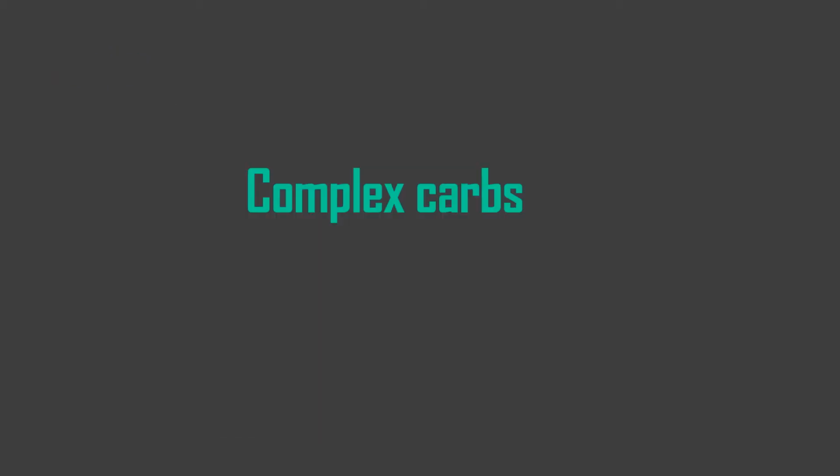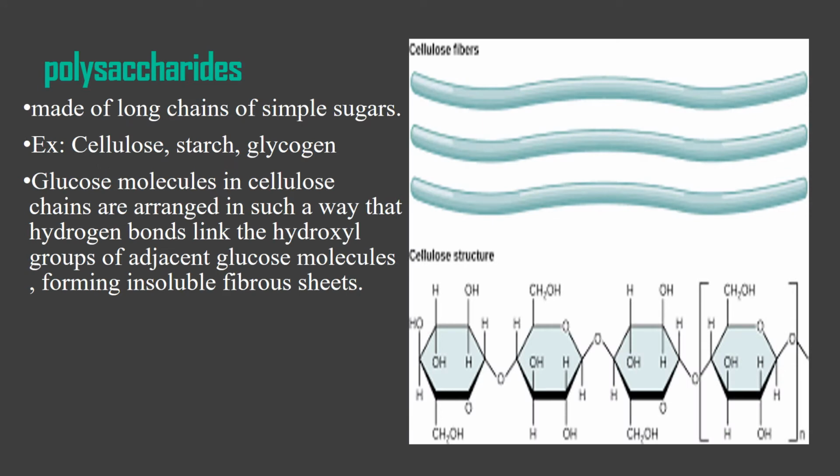Complex carbs. As I said before, complex carbs are polysaccharides. A polysaccharide is a carb made of long chains of simple sugars. Polysaccharides include cellulose, starch, and glycogen.